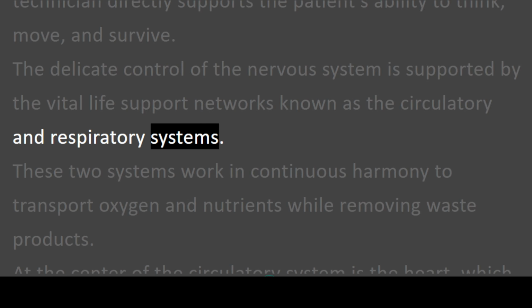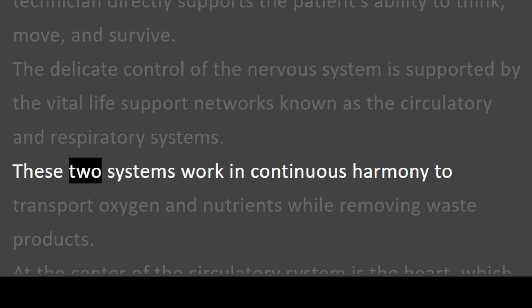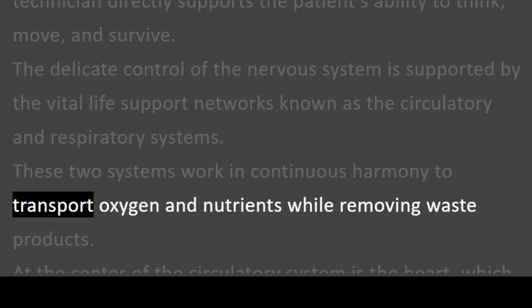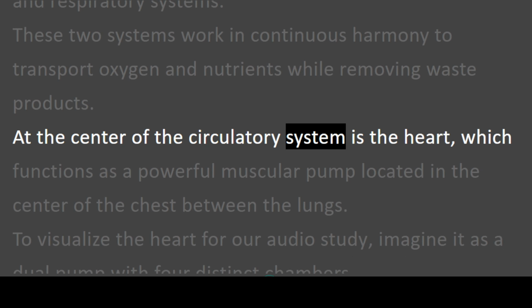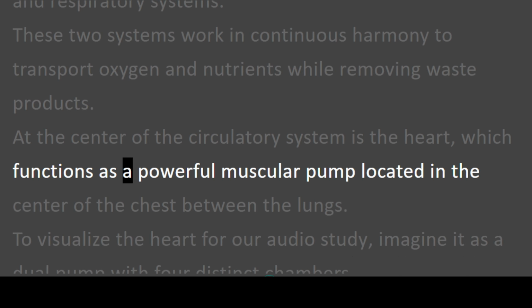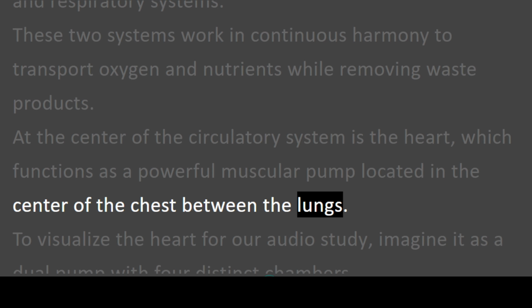The delicate control of the nervous system is supported by the vital life support networks known as the circulatory and respiratory systems. These two systems work in continuous harmony to transport oxygen and nutrients while removing waste products. At the center of the circulatory system is the heart, which functions as a powerful muscular pump located in the center of the chest between the lungs.